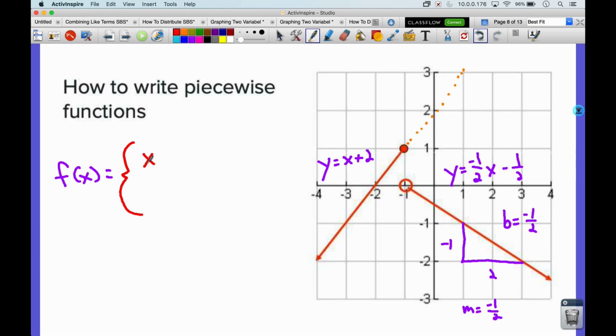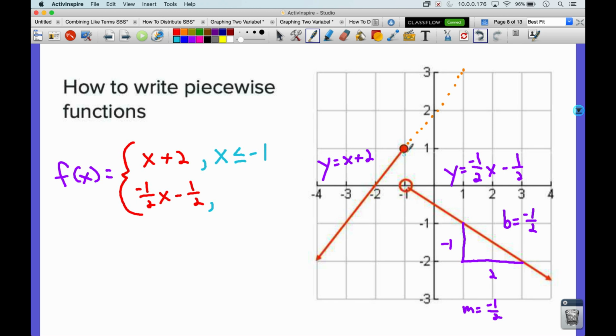Next, we're going to copy in just the right-hand side of these equations. So the x plus 2 and the negative 1/2 x minus 1/2. All right, and then we're going to put a comma after both of these and use an inequality to express what values these equations are valid for. So this first piece goes right up until the x value is equal to negative 1. So it's valid for x is less than or equal to negative 1.